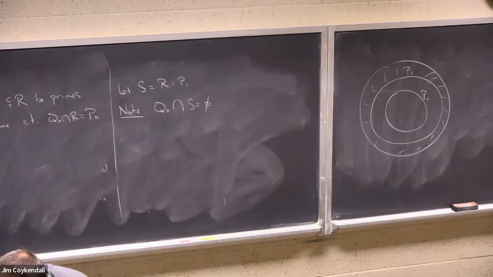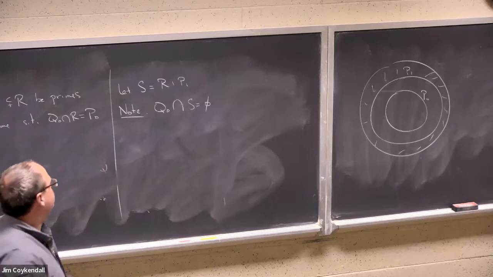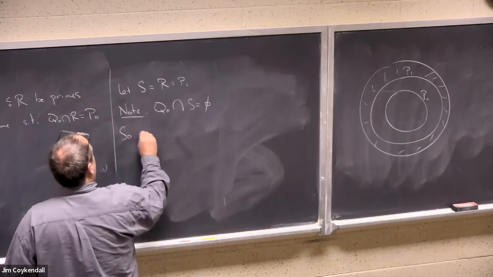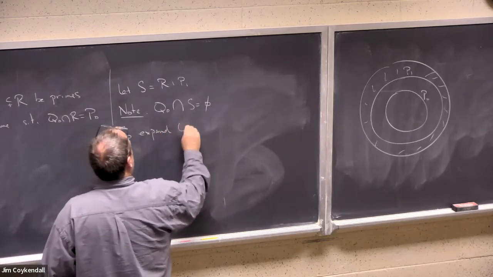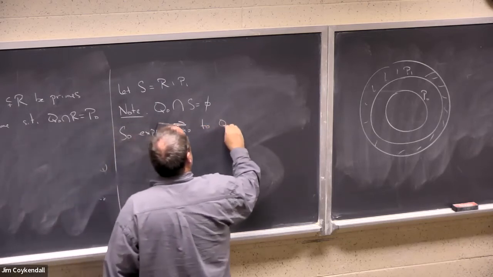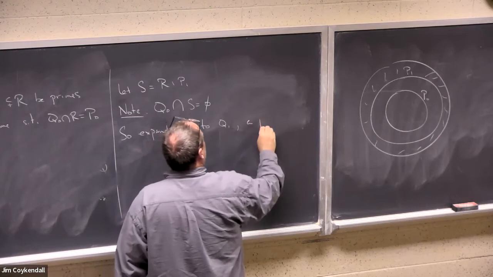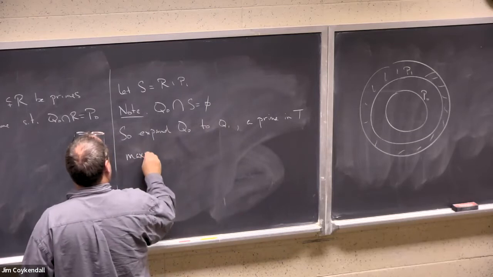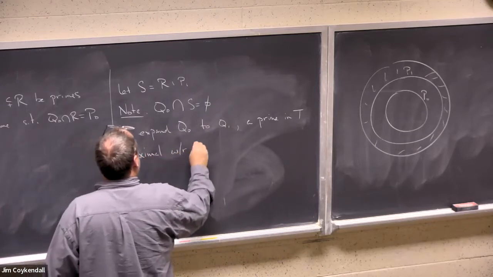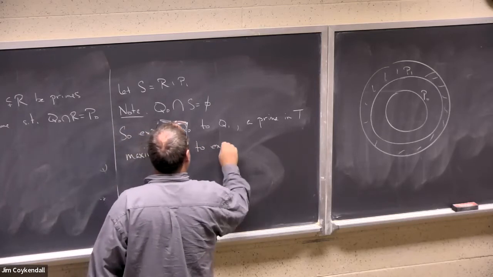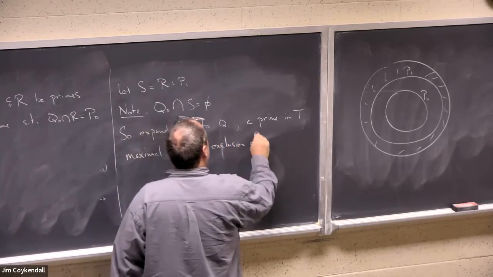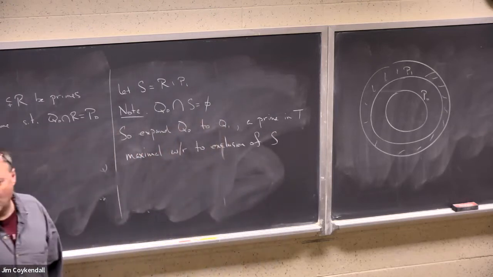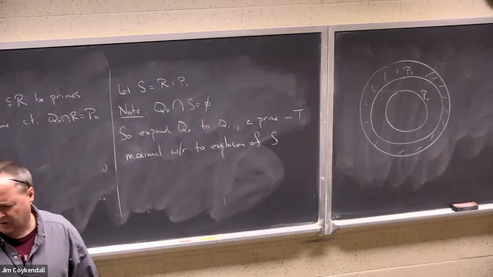So let's expand P naught to Q, Q naught to Q1, the maximum, with respect to the exclusion of S. Let's expand Q naught, Q1, to a prime, and T maximal with respect to exclusion of S. So just grow that to a prime that's maximal with respect to the exclusion of S.